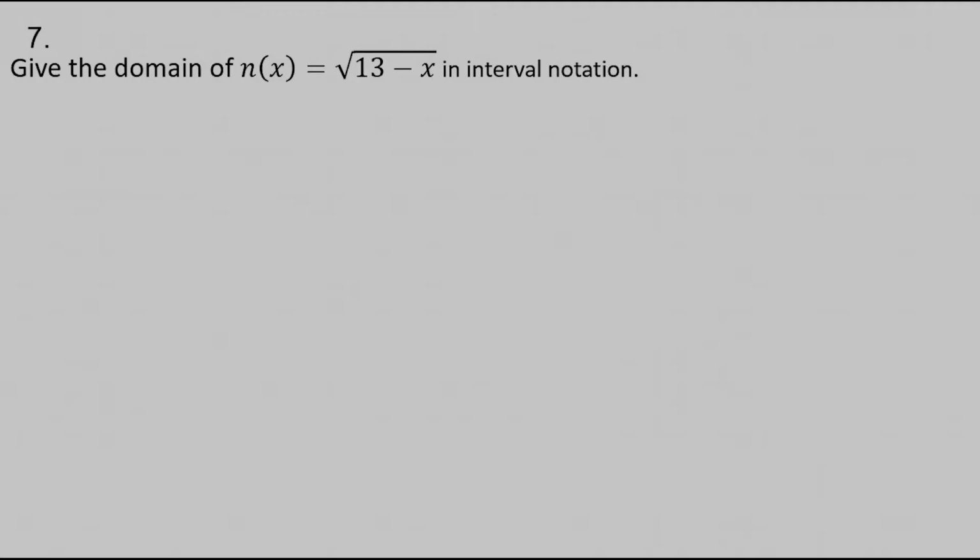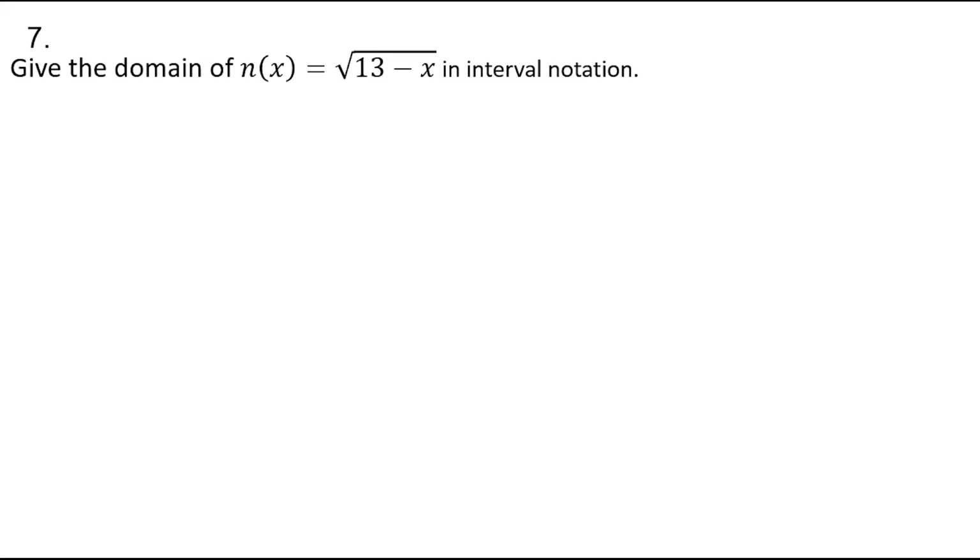Okay, so in this problem, we're being asked to give the domain of the function n of x equal to the square root of 13 minus x in interval notation. So the first thing you have to consider is that we have a radical sign here, and it's an even root. We're taking the square root. So anything underneath this square root, we want it to be greater than or equal to 0.